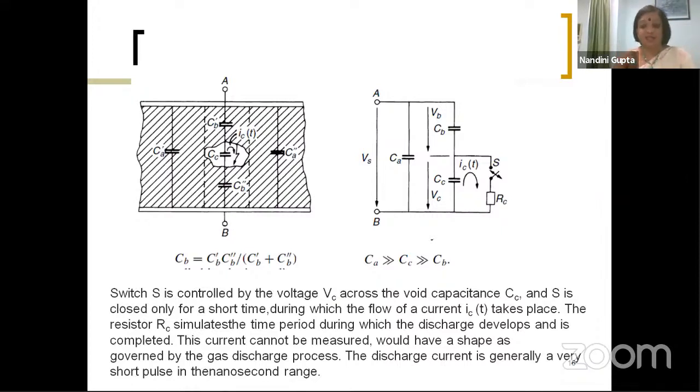This current IC will have a shape which will be determined entirely by the gas discharge process. So depending upon the gas discharge process, various kinds of mechanisms can take place, and therefore the shape can change. I will not go into that, but rest assured that the duration of the pulse would be in the nanosecond range.